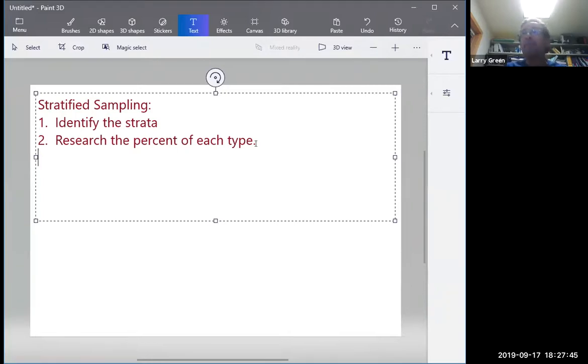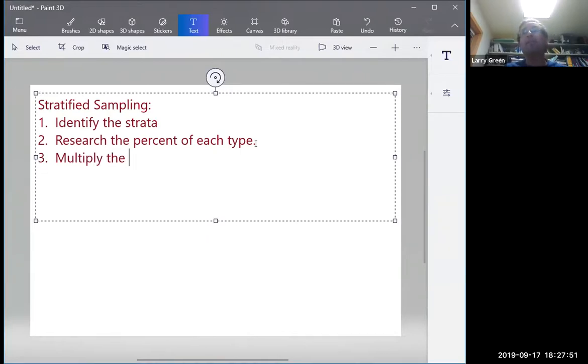Okay, number 3. Multiply the percents by the sample size to establish quotas.